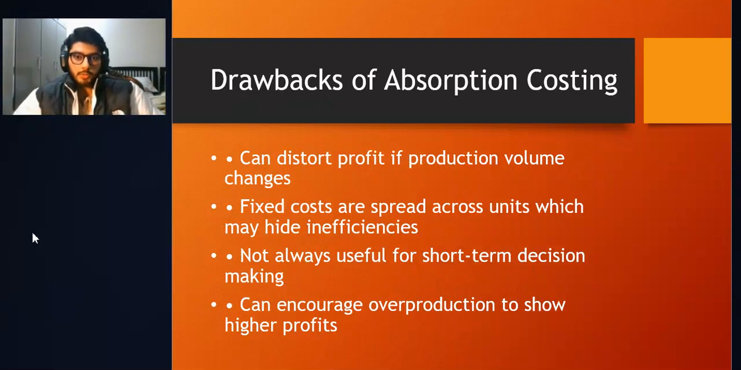Some drawbacks of absorption costing: it can distort the profit. If production volume changes, fixed costs are spread across units, which may hide inefficiencies, just as we discussed. It is not always useful for short-term decision making, and it encourages overproduction to show higher profit.